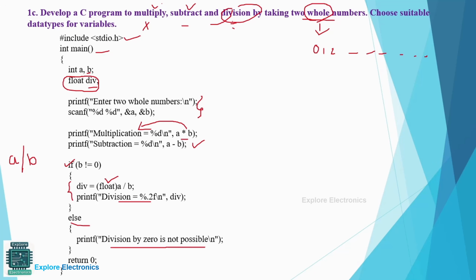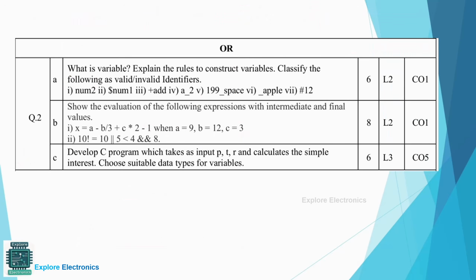Fine. Here I have included percentage .2f, which means after the decimal point consider only two values. Okay. This is a simple program to perform multiply, subtract, division by taking two whole numbers. This is 1C. Now, this is one question. We have completed 1A, 1B, 1C. This is one full set of question. Either you have to answer these three or else you have to answer 2A, 2B and 2C.